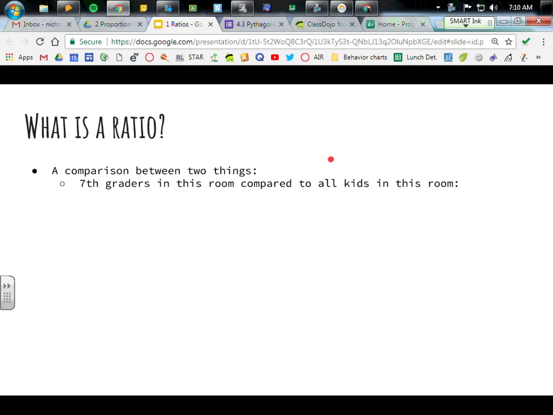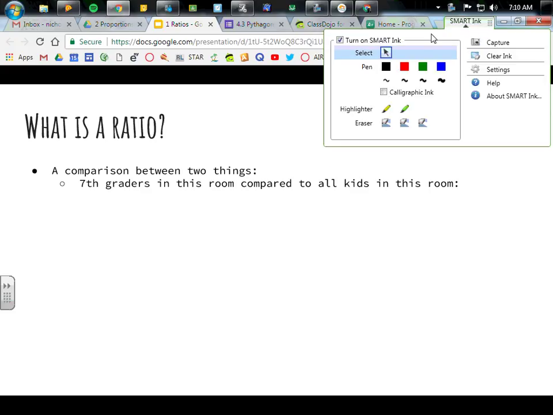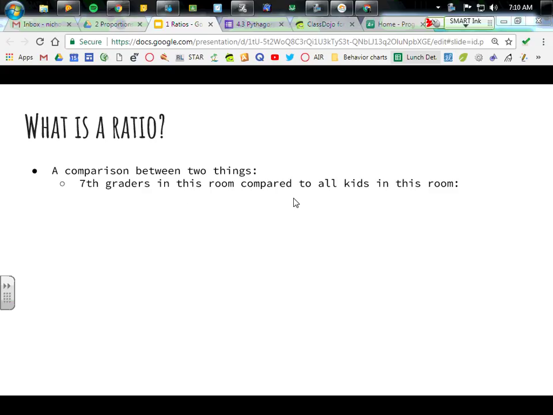So for example, we might compare the seventh graders in my classroom to all the kids in my classroom. So this year, I have three seventh graders out of 11 total students. So I might write it like this, 3 to 11. I might write it like this, 3 to 11. Or I might write it like this, 3 over 11. So these are the three methods of writing a ratio: the colon, the word to, or the fraction.